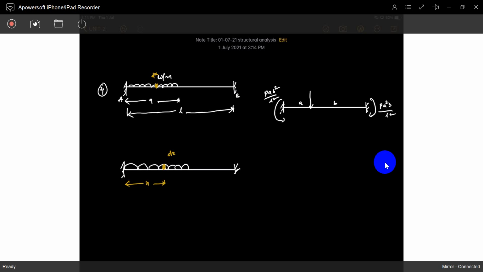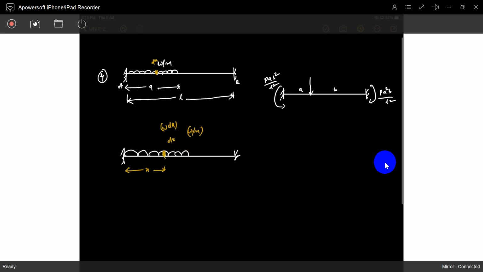So what is that load? The length is dx, and the load is W per meter. For a small dx, how much is the load? The load is W dx. Understood? That is the load. A very, very infinitesimal load acts as a point load at that position.